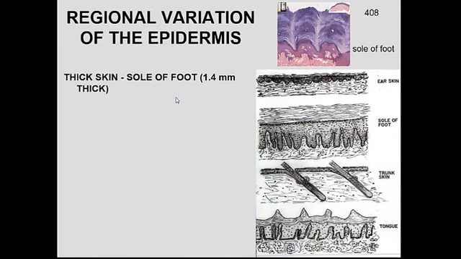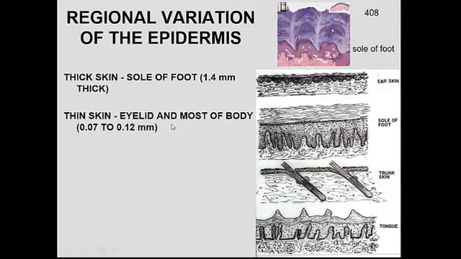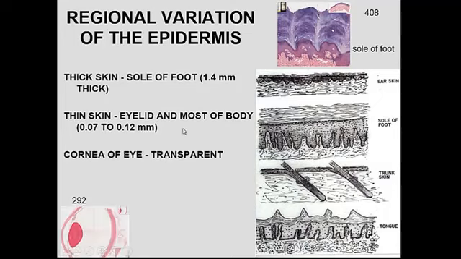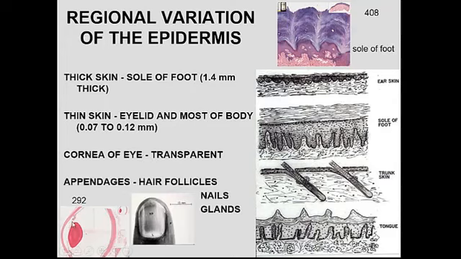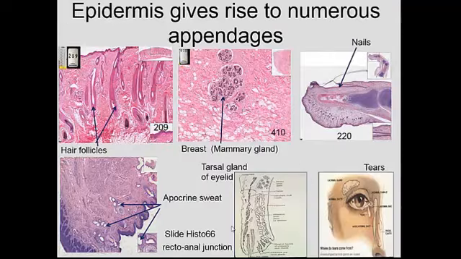Now, there is regional variation in the epidermis. It could be thick, like the sole. It could be thin, like the eyelid or most of the body. Here we see it fairly thin in the ear. It could be transparent, like in the cornea of the eye. You can see right through it. Also, it has appendages. Appendages could be a nail. It could be glands. And also, it has projections in the oral cavity, the tongue, for example.